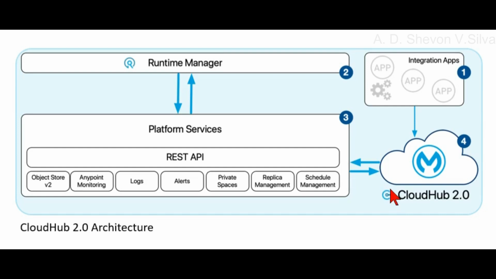MuleSoft hosts the management console and platform services in the United States. For the EU cloud control plane, MuleSoft hosts these services in Europe. The region that you deploy your application to determines the domain provided for your application. The load balancer that CloudHub 2.0 uses to route requests resides in the same region as your application.